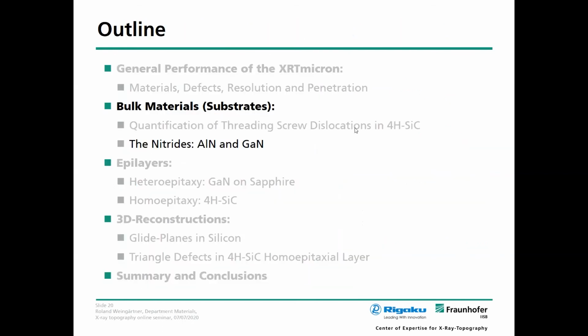Okay, this should be sufficient now for threading screw dislocations at this moment. I will come back to this a little bit later when I talk about the homoepitaxy of 4H silicon carbide. But now I would like to continue to the nitrides, especially aluminum nitride and gallium nitride.